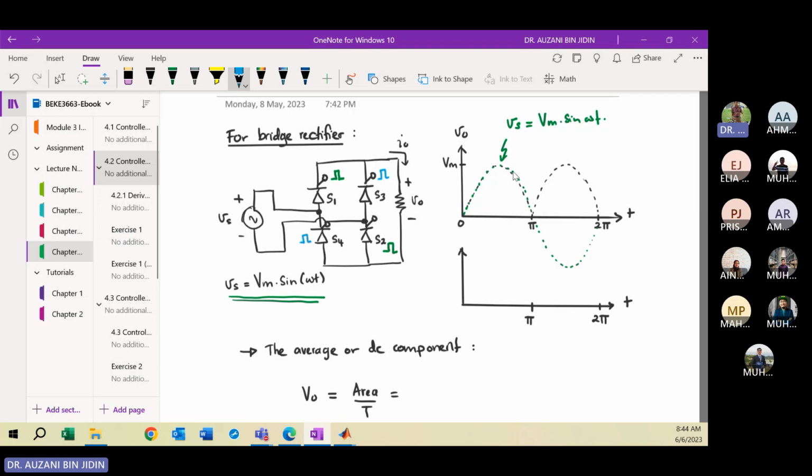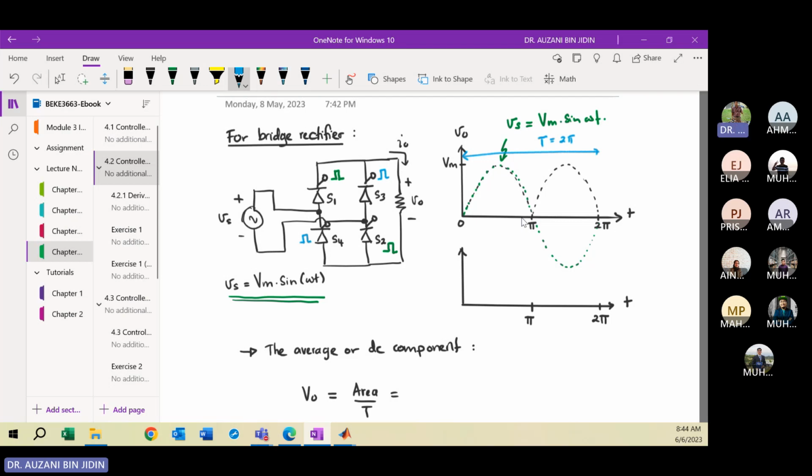Okay, for the sine wave, you have one complete cycle, right? From 0 to 2 pi. So this is the period of the source voltage, T, from 0 to 2 pi. So we can divide the sine function into two: the first half cycle and the second half cycle, from 0 to pi and pi to 2 pi. Clear? For the first half cycle from 0 to pi, in order to turn on the SCRs, you must turn on S1 and S2.